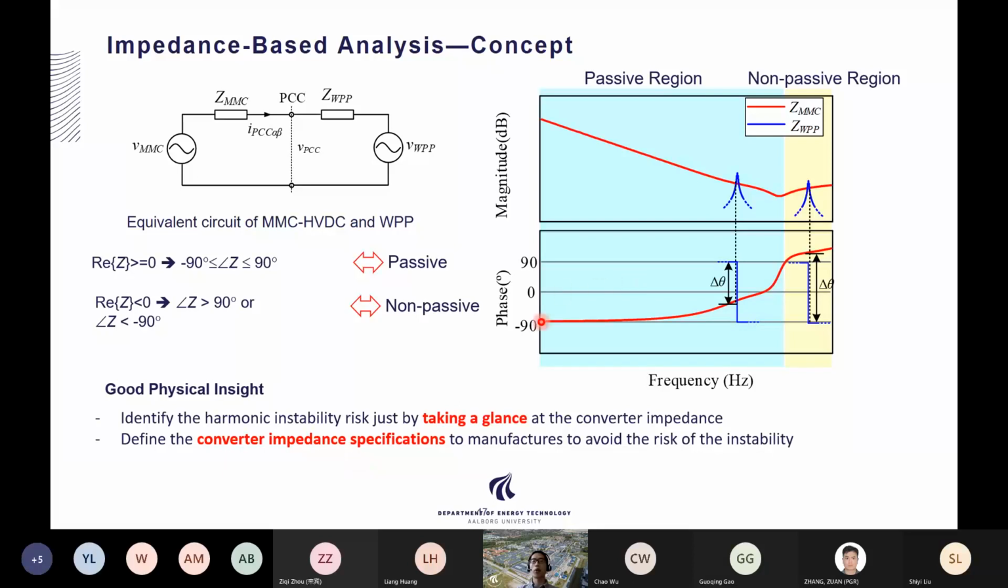For example, they may want the phase angle of the impedance to be within 19 degrees as well as minus 19 degrees in all the frequency range, to avoid the risk of instability. So that makes it easy for the TSO to make specifications. That is the good point of the impedance method. You can easily put some specifications. So that is the basic of the impedance-based stability analysis.